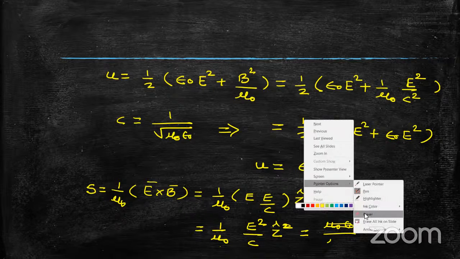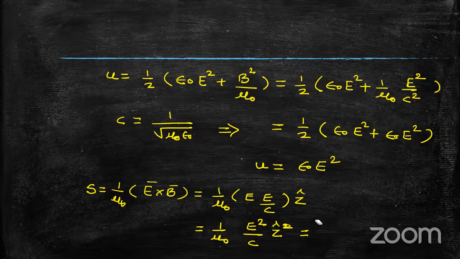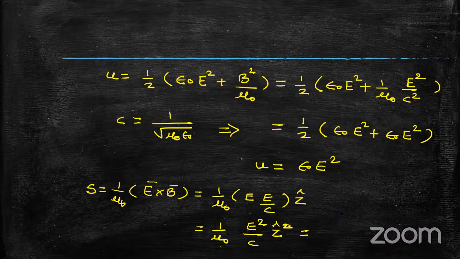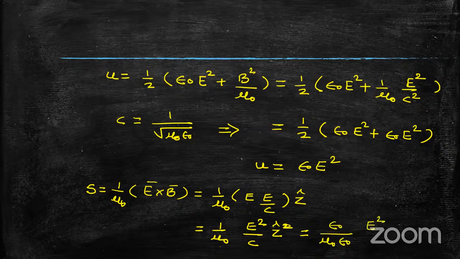Can anyone tell me what we can do? We can convert mu 0 to C, because C is easy to see, because C is the speed of light. So which is a measurable quantity. So what we can do is that if you take mu 0 epsilon 0 and also mu 0 here, we get E square by C Z cap, and 1 upon mu 0 epsilon 0 is C square.